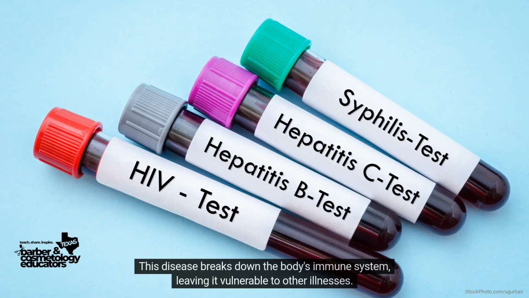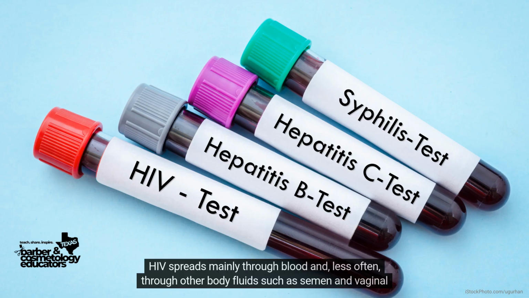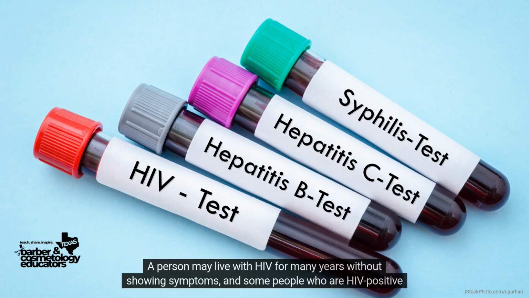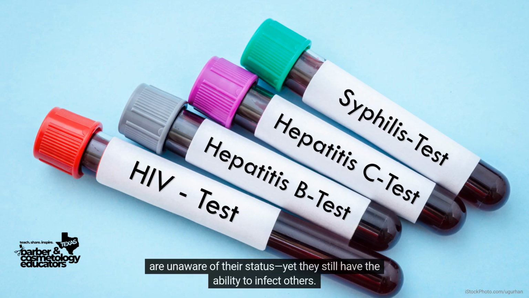This disease breaks down the body's immune system, leaving it vulnerable to other illnesses. HIV spreads mainly through blood and less often through other body fluids such as semen and vaginal secretions. A person may live with HIV for many years without showing symptoms, and some people who are HIV positive are unaware of their status. Yet, they still have the ability to infect others.